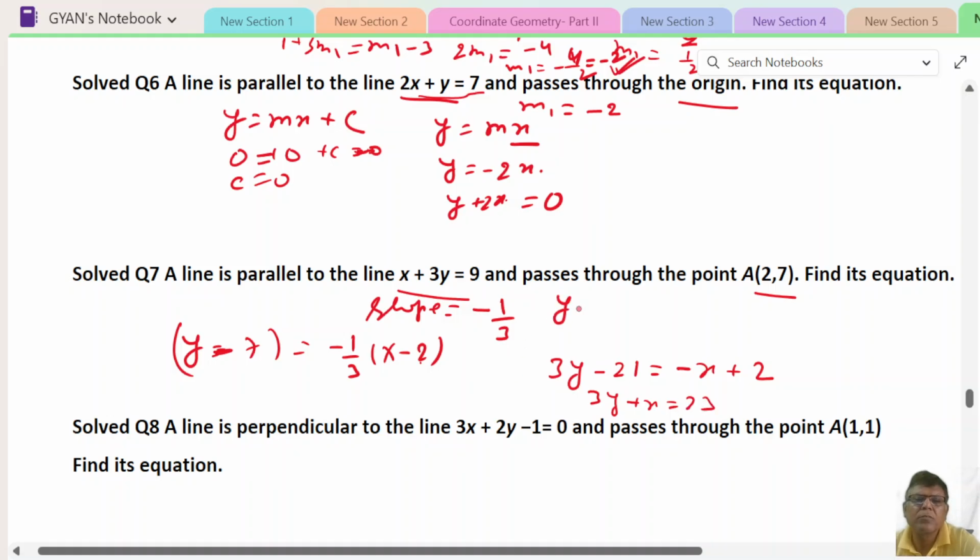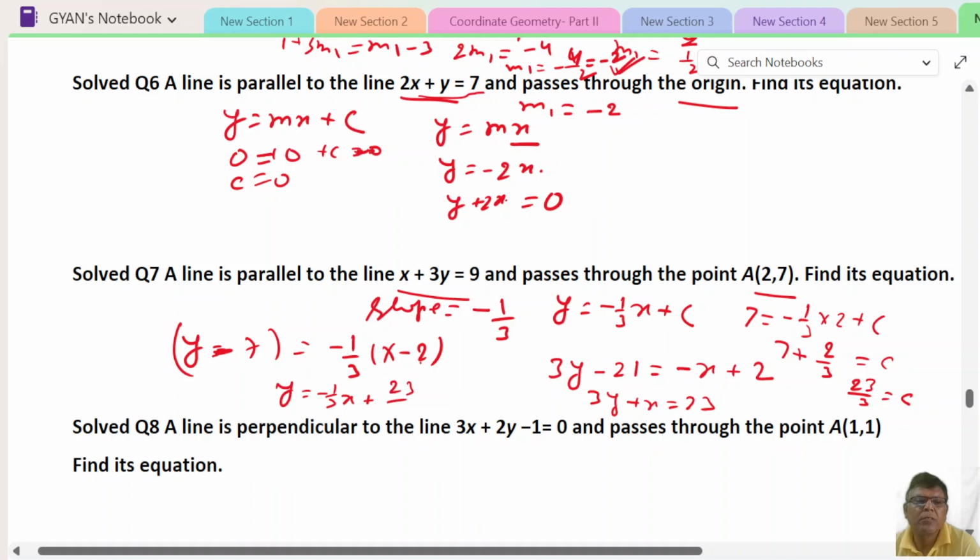Or you can use this one: y is equal to minus 1 by 3 x plus c. Now put the values. y is 7, equal to minus 1 by 3 into 2 plus c. So 7 plus 2 by 3 is equal to c. That means 23 by 3 is equal to c. So the equation will be y is equal to minus 1 by 3 x plus 23 by 3, that means 3y plus x is equal to 23. So both ways you can find the equation.